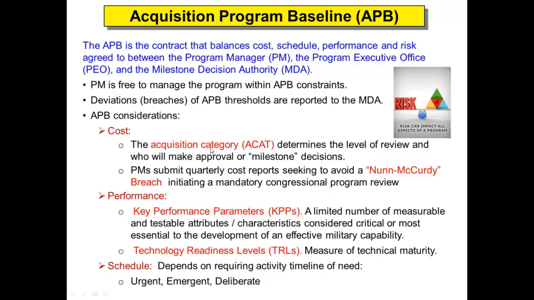ACATs we'll talk about with cost. Depending on how much it costs, there's a different level of oversight. Performance, we'll talk about these in a minute. Key performance parameters and TRLs. Chris will take you through that. And schedule, we talked about these in 102, I believe. Urgent, emergent, and deliberate. When do you need it? Now, granted, you may plan on something to be deliberate, but situation changes, the enemy gets a vote, it may change to urgent. So these are the cost, performance, schedule, but risk is always a big one. What can we do? So let's take a look at. I'll turn over to Chris.